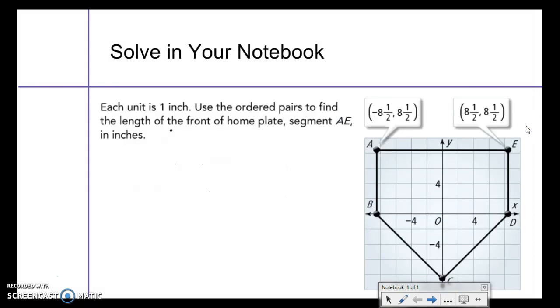For our home plate, each unit is going to be 1 inch apart. You're trying to figure out the length of the home plate because you want to make sure the area, whenever you're creating your ball field, is big enough and it works, okay? So from one side, it's -8.5 inches from your origin, and the other side is +8.5 inches from origin. What is the length of the front of your plate? Pause the video and see if you can figure it out. When you figure it out, check with the teacher to make sure you got it right, okay?